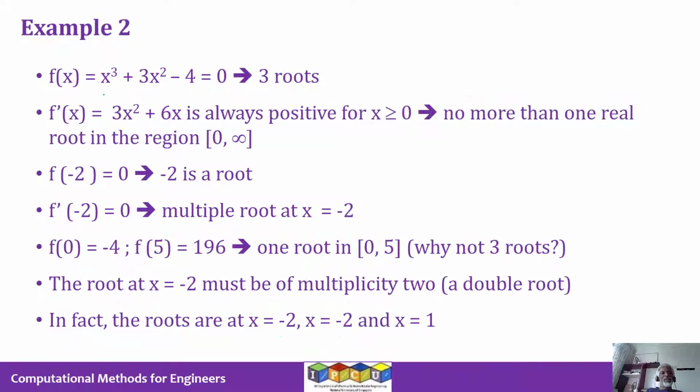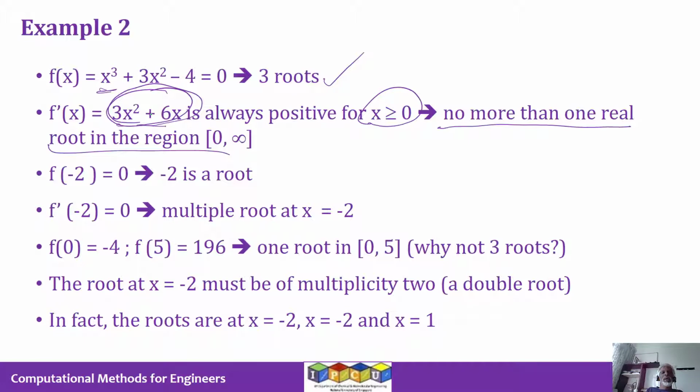If you take a second example, f(x) equal to x cubed plus 3x squared minus 4 equal to 0. Again, using the order of the polynomial, we know there are 3 roots. And if you take the derivative, we get 3x squared plus 6x. For x greater than 0, this is always going to be positive. So we know there is going to be no more than one real root between x equal to 0 and x equal to infinity, because the slope always remains positive once you cross x equal to 0 on the right hand side.